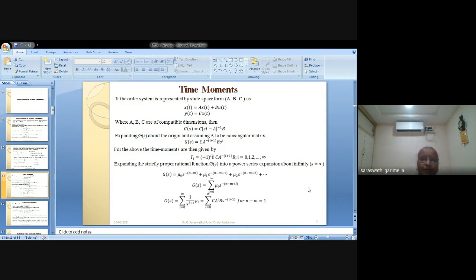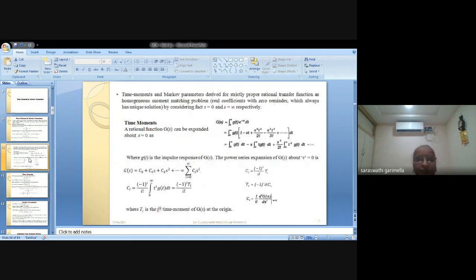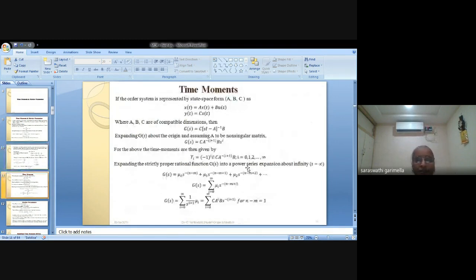Now expand G(s) as s tends to infinity. That will be explained in the next slide, but it will be written as mu naught s to the power of minus n, meaning you are writing the series like this for G(s). If you take s tends to infinity, then the summation will be like this, and actually with minus n you have to take 1 by s.